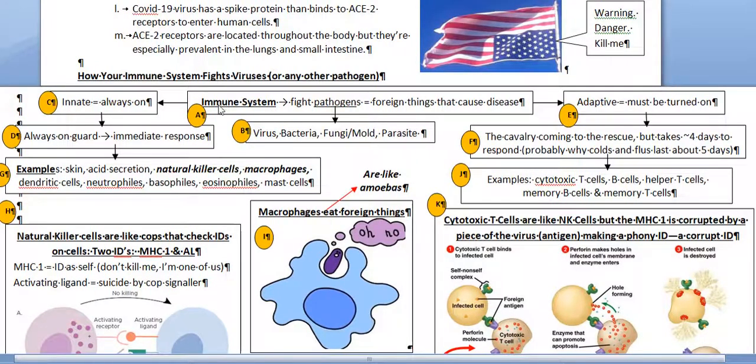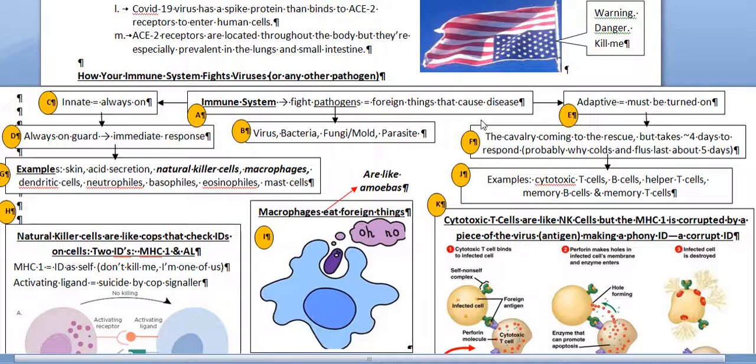All right. So the immune system fights pathogens. Again, pathos means illness, gen means generator. So these are foreign things that get inside you and cause disease. Four main categories are viruses, bacteria, fungi (mold), and parasites. Now, your immune system can be broadly divided into two main parts.